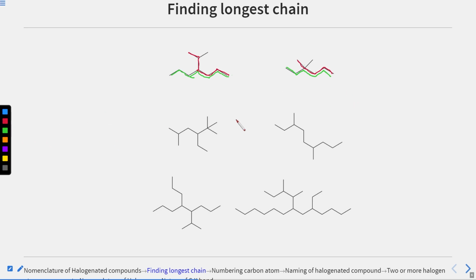Now let us see this compound. First we will try to number it from here. 1, 2, 3, 4, 5, and 6. Okay, so the first one goes like this. We could try a second one. 1, 2, 3, 4, 5, 6. Okay, now what did you find? That 2 of these chains, this one and this one, they have the same length.